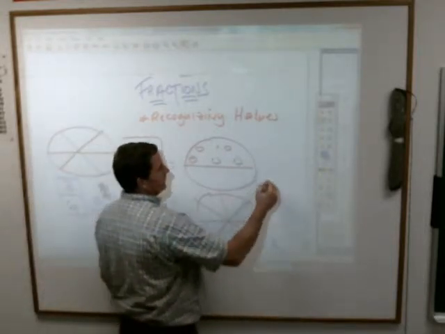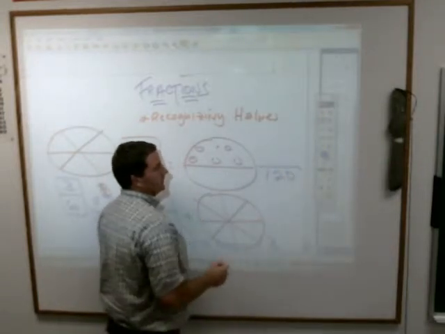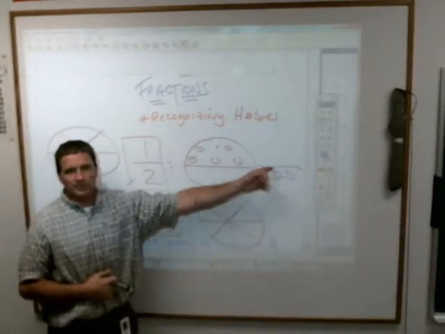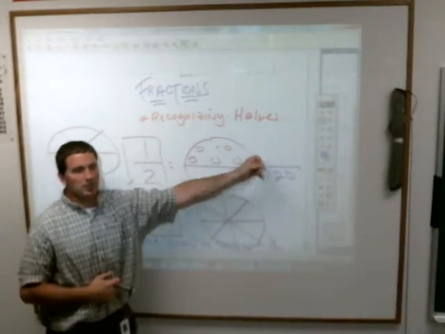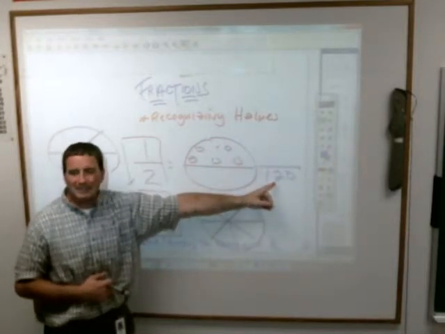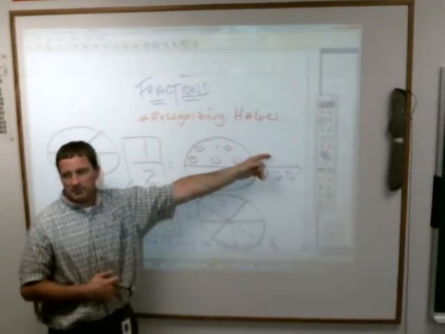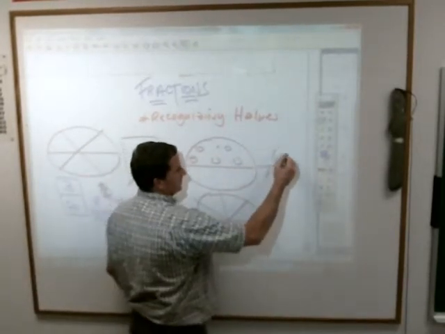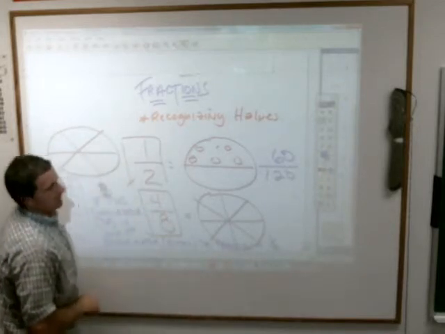Let's say I have 120. In order for a fraction that has 120 on the bottom as the denominator to be equal to 1/2, what would the top have to be? You cut a pizza into 120 pieces. How many pieces would you have to eat, Ben? 60. So this one means 1/2.